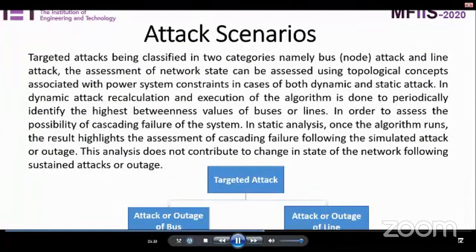Targeted attacks can be classified into two categories. One is attack or outage of a bus, and another is attack or outage of a line. The network state can be assessed using static and dynamic methods. In the dynamic method, recalculation and execution of the algorithm is done to periodically identify the highest betweenness value, whereas in the static method, the algorithm is run once and the result highlights the assessment of cascading failure of the system.